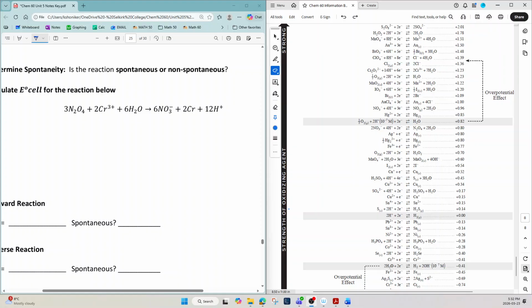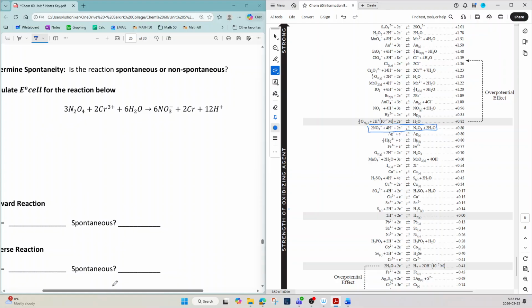I don't know if you know why, but I couldn't find it because I was looking for it being reduced. But who knows which one's reduced, right? So maybe I should have found my chromate first and then I would have figured it out. But I finally found my N2O4. So my N2O4 is right here. This half reaction of N2O4 is my oxidation reaction.